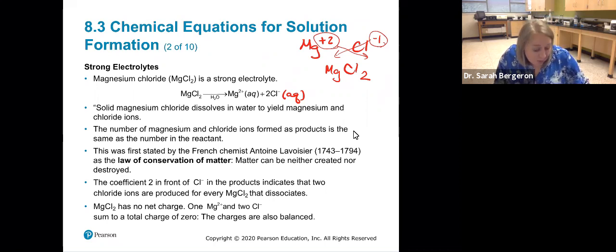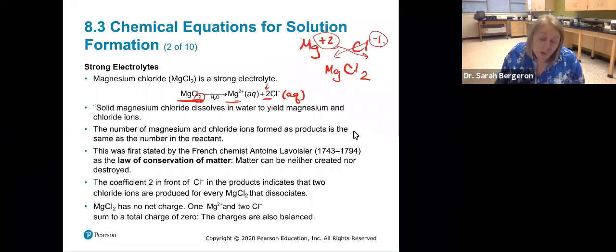So if we look on this side, we have 2 chlorine atoms because it has a little subscript 2, and we have 1 magnesium. Well, over here I have 1 magnesium, but I have to put this 2 as a coefficient in order to get 2 chlorine atoms on the product side. You can only add coefficients. You may not add subscripts.